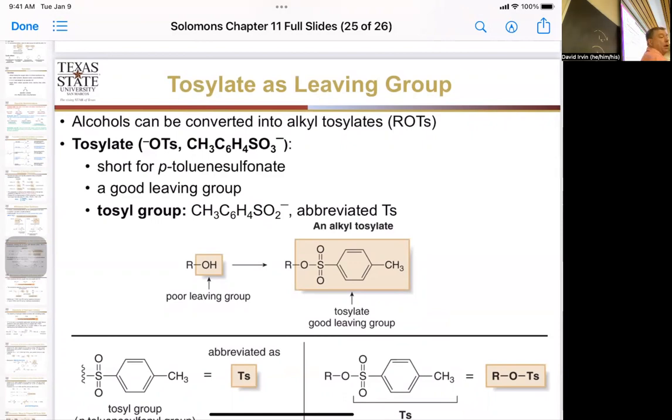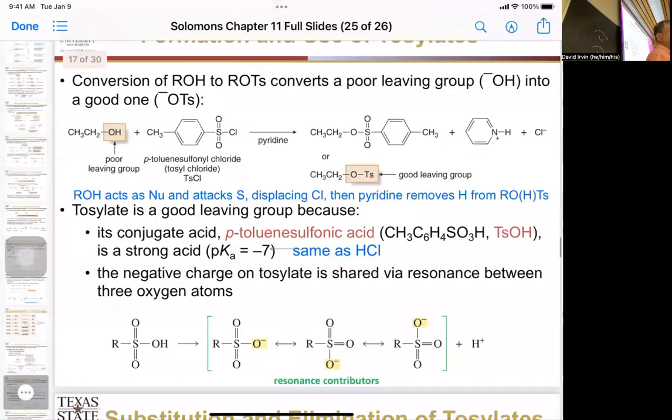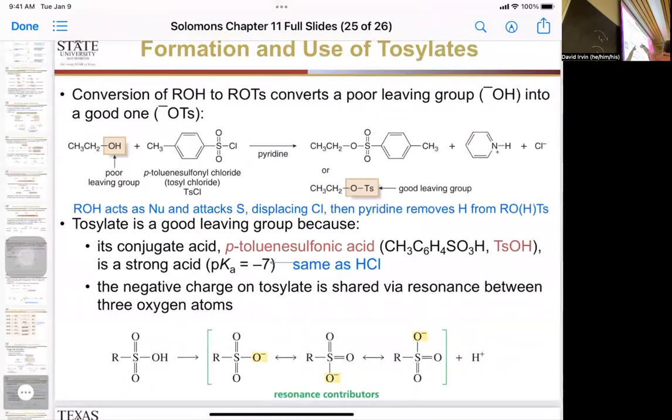And again, the abbreviations are TS, or the ester is whatever alkyl group you have plus OTS. Okay, so to make these, all we have to do is start with a sulfonyl chloride. This is paratoluene sulfonyl chloride, or tosyl chloride, or TsCl. You're going to see that as the reagent, and they're going to add something like base. The most common base we're going to use is pyridine.